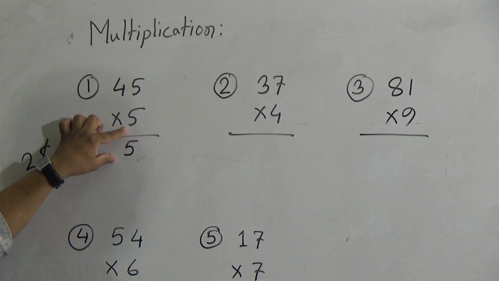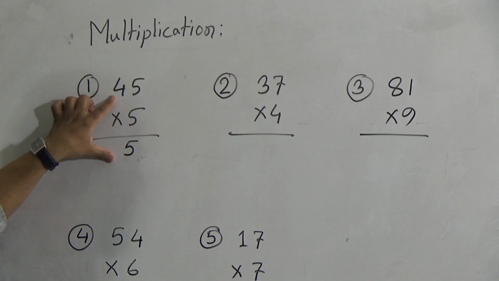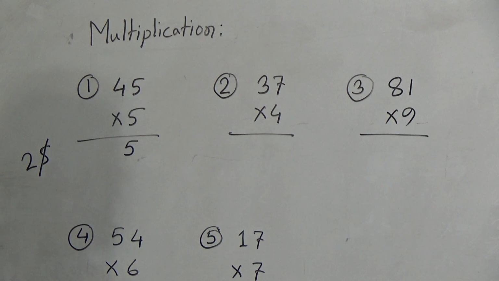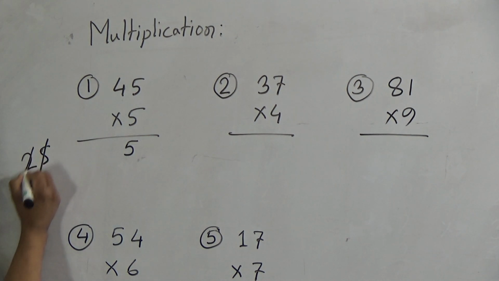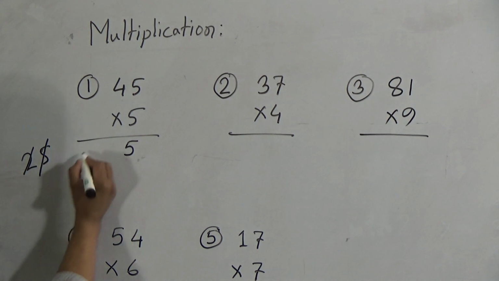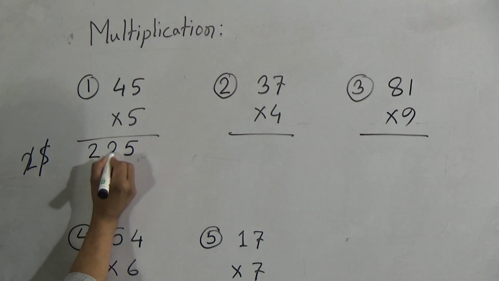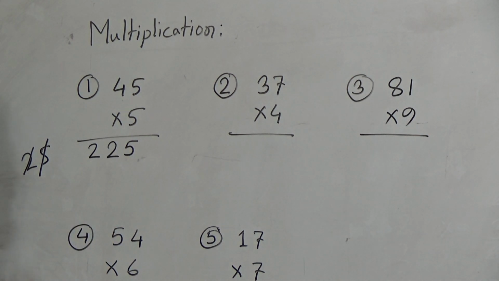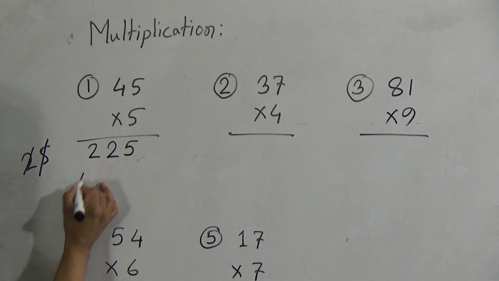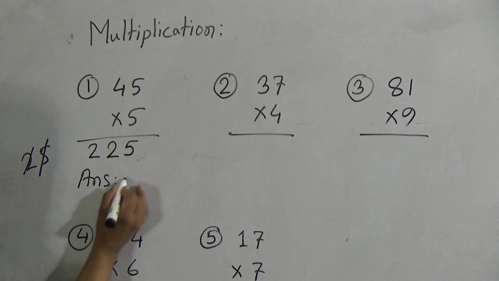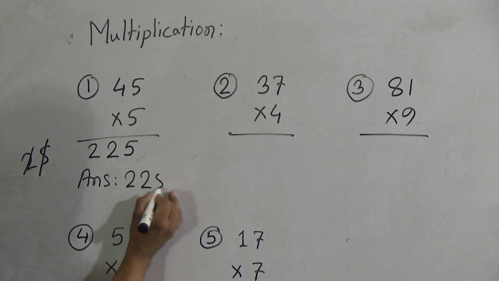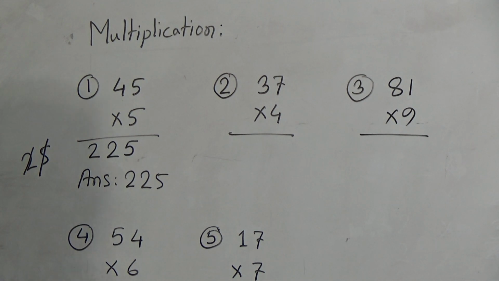After that, we should multiply this tens place 4 with the 5. That means we should count the times table of 5 again. 5 zeros are 0, 5 ones are 5, 5 twos are 10, 5 threes are 15, and 5 fours are 20. We got 5 fours are 20, and this carrying 2 makes 22. So we should write down 22 here, and this is our required result. That means 225 will be our result, and our answer is 225. I think you have understood how to multiply.